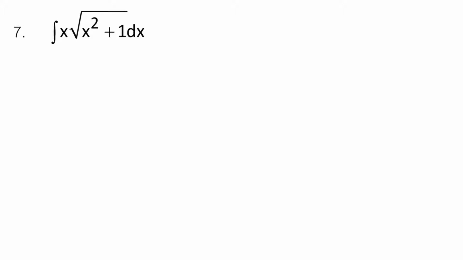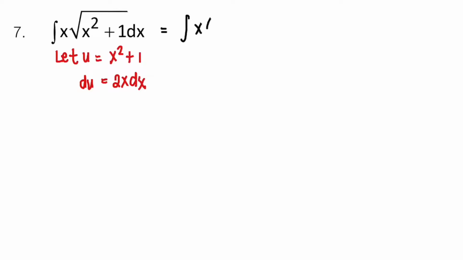Because it's substitution, we are going to introduce a new variable. So we let u be equal to x squared plus 1, so that when we find its differential, we have 2x dx. Take note that the given is just like writing x times x squared plus 1 raised to the power of 1/2 dx.